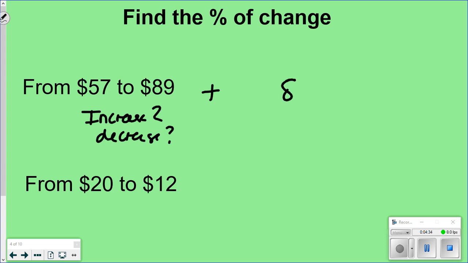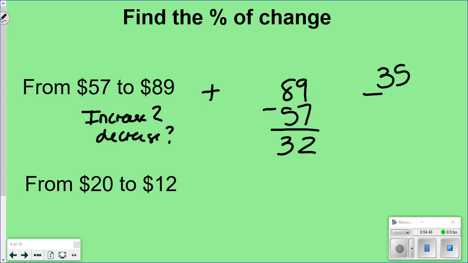First thing I'm going to do is find the difference. Okay, so it's a difference of $32. That's going to be on the top of my division problem. Now, my next question is, what was the original price of that shirt the first time I saw it? My original price was $57. A good rule of thumb is that if it comes first in the problem, that's the original.